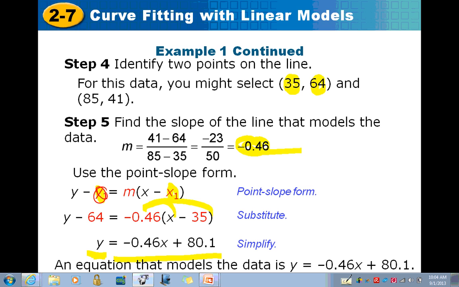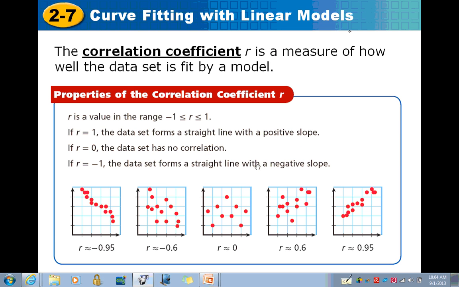We say an equation that models the data is y equals negative 0.46x plus 80.1. It models the data. It shows us what it could look like, the way a fashion model shows you what the clothes could look like if you were 7 feet tall and 5 pounds. But it models the data. This is a much better fit than high fashion.